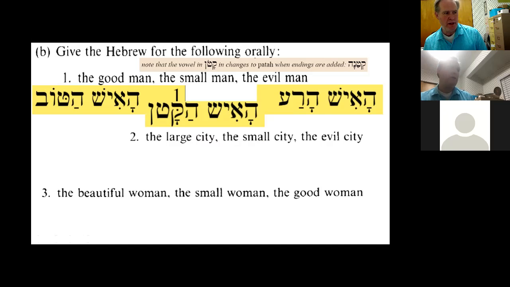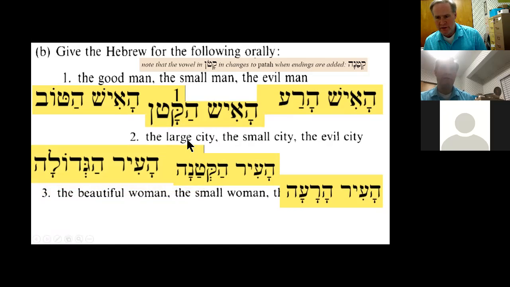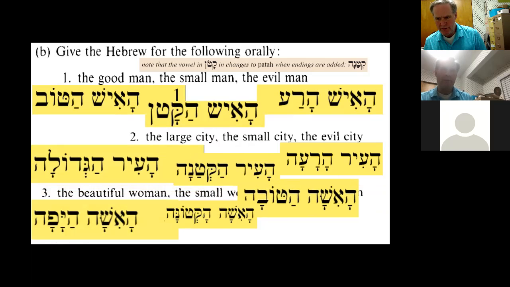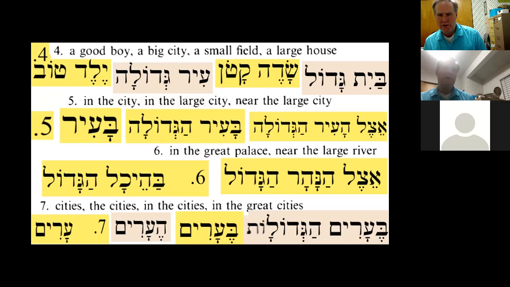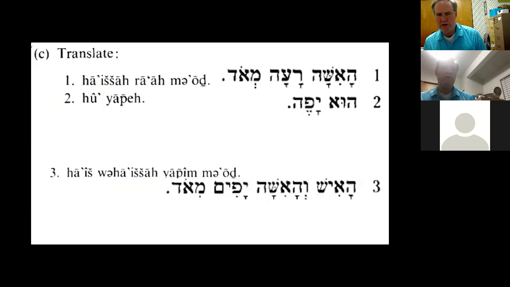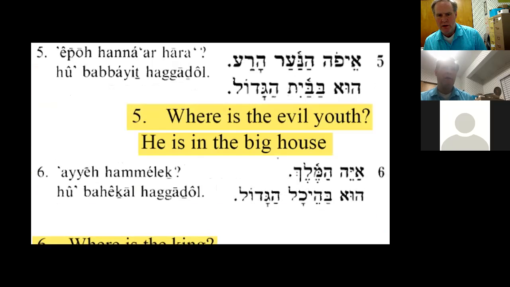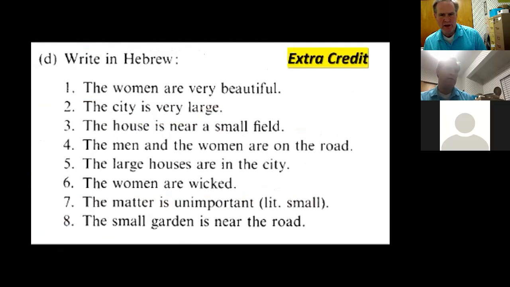So I guess we're about done. If you get the PowerPoint and click on these, it shows you the large city, the small city, the evil city, the beautiful woman, the small woman, the good woman. You go through all of these and it has all the answers. So you can do this at home. I probably won't do this in class. We could review this at the beginning of next lesson, which will be in 5 weeks. So go through all of those, and you'll have a good time with them.